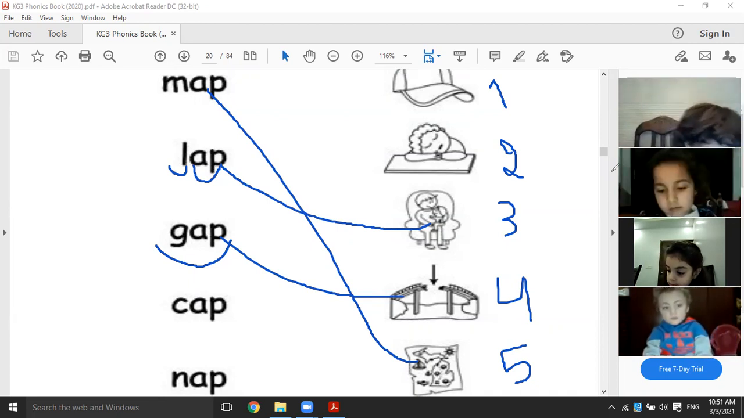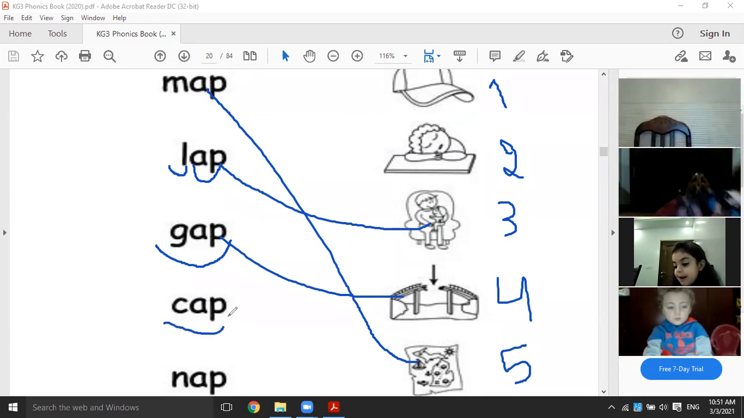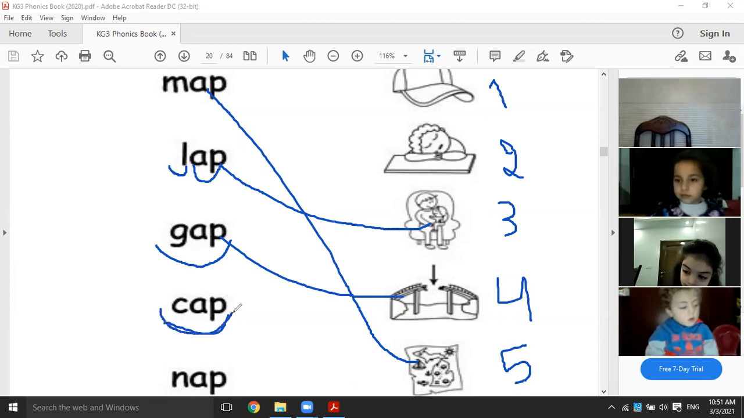Okay, now I want, please, Leia. Leia, yalla habibti. Read this word and you should match it to the correct picture. Maria, I asked Leia. Leia, do it. Yalla, Leia. Read the word and match it to the correct picture or tell me the number.